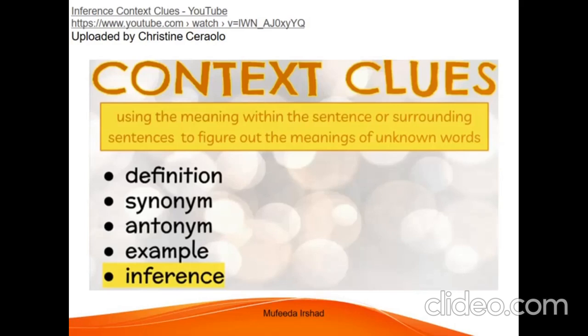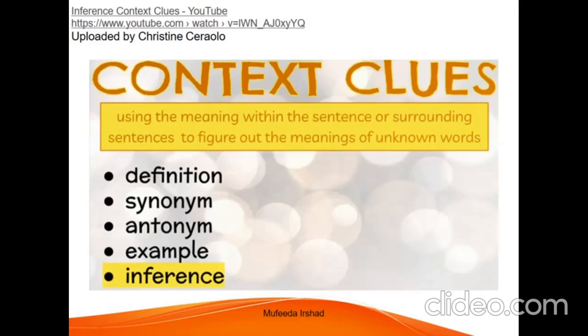Yesterday we did the example clues, where the author will give you an unknown word and then give you examples of the word, and you have to figure out what exactly the word means. And today we're going to work on inferencing clues. So hopefully you remember what an inference is. An inference is an educated guess.